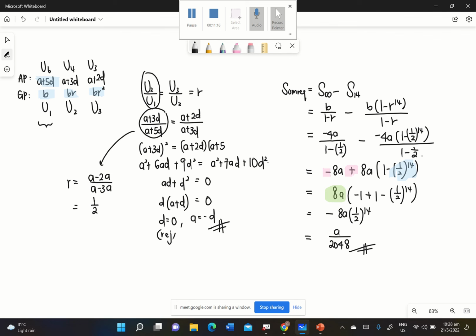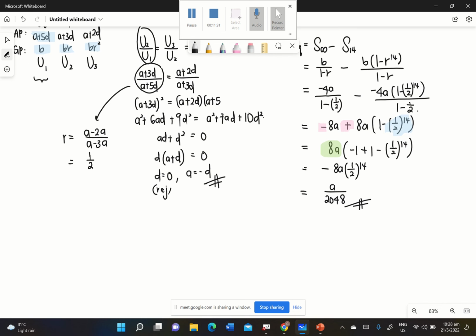Minus 15. Oh, it's the same. Just that inside you get 1 minus 1 plus half the power of 14. The same as mine. Your overall sign is still negative. Let me put it here for you.